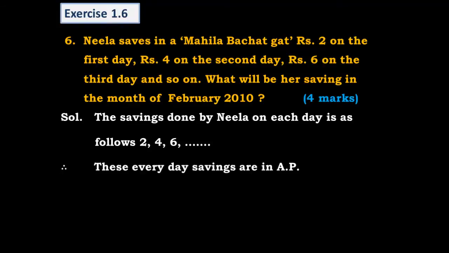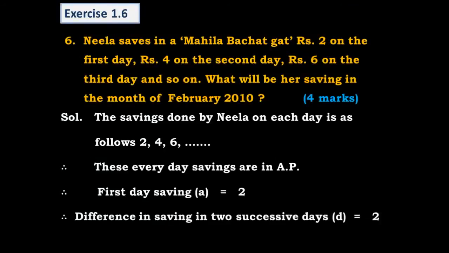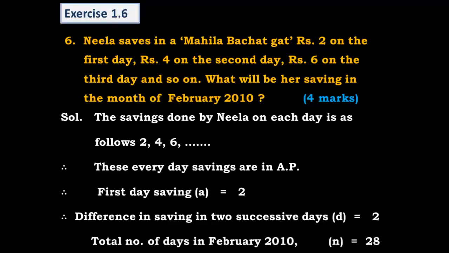Now, what will be her saving in the month of February 2010? Her saving is 2, 4, 6, 8, 10, like this. So on the first day her saving is 2 rupees, that means a is equal to 2. The difference in the saving on two successive days is 2, that means d is equal to 2. The total number of days in February is 28, so n is equal to 28. You have to calculate the total savings.